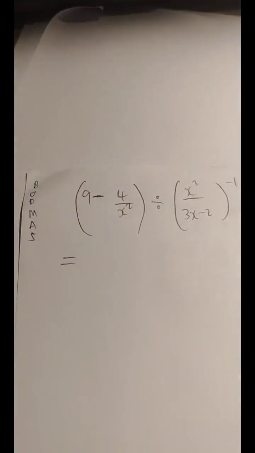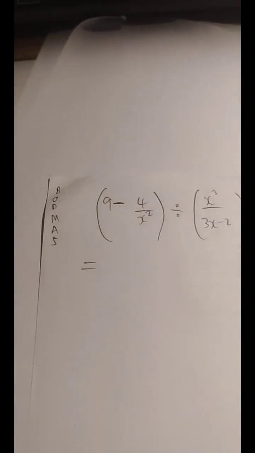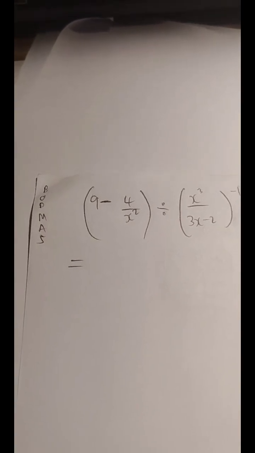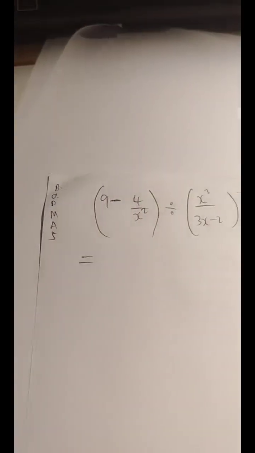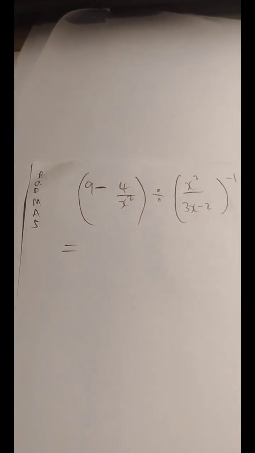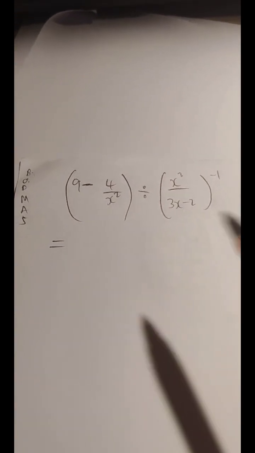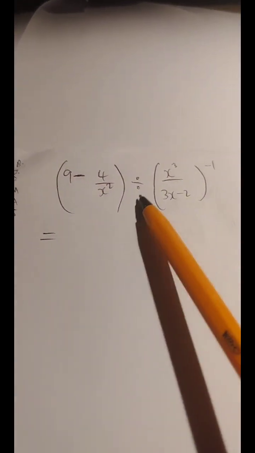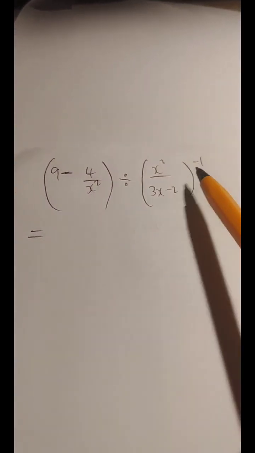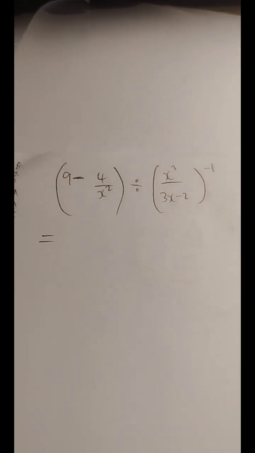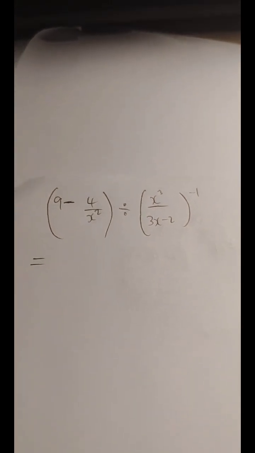Okay, so 9 minus 4 over x squared divided by this to the power negative 1. Now guys, first and foremost, we can see that there are brackets here, so in our heads BODMAS is also crying very hard. BODMAS is very important, guys. Brackets, O means orders, which means exponents and roots. D means division, M means multiplication, A means addition, and S means subtraction. So we do have brackets here, we have division, and we have exponents here. That's very important here.